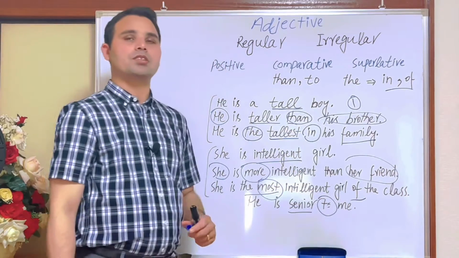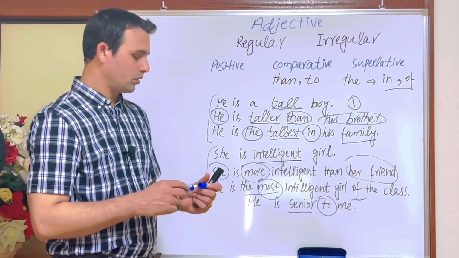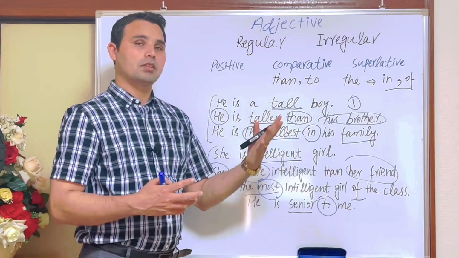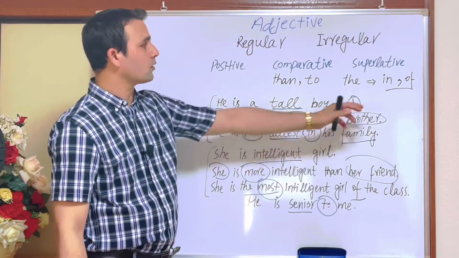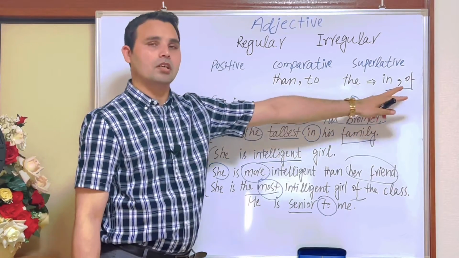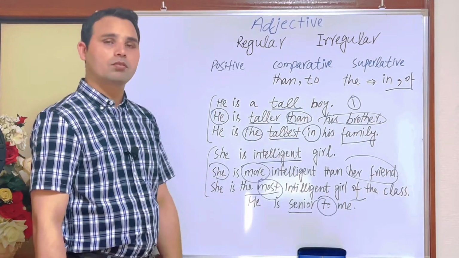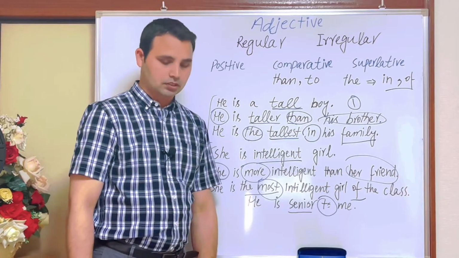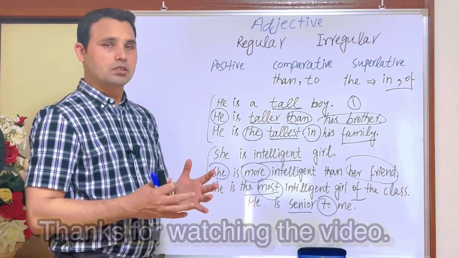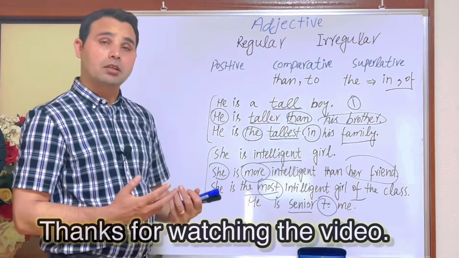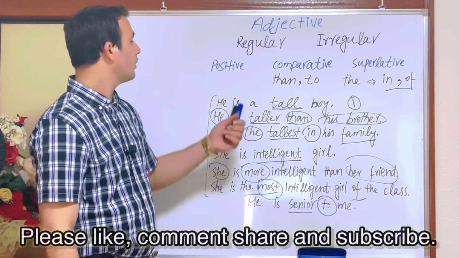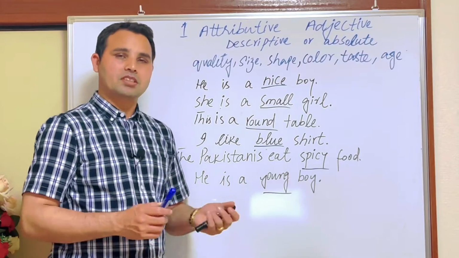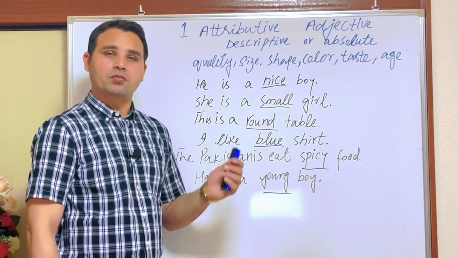And here we have used of, as I already told you, that for the superlative degree, when you are going to compare one person with a group of people or things, we have to use in or of. So this is the example of of. She is the most intelligent girl of the class. I hope that you have understood the regular and irregular adjectives, and you also have understood the positive, comparative, and superlative degree. So let's talk about the types of adjectives.